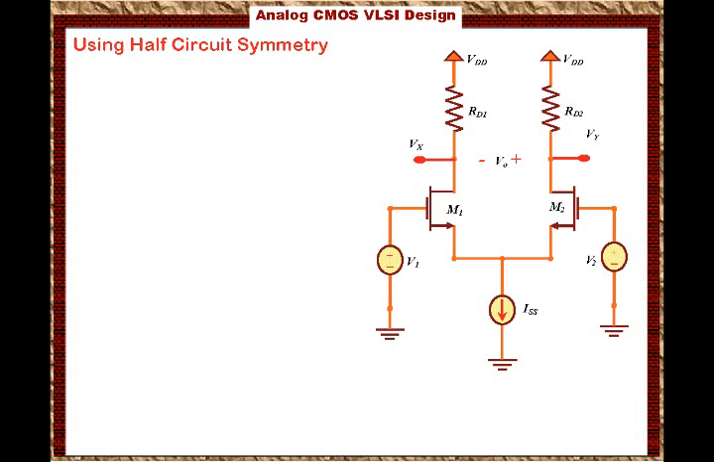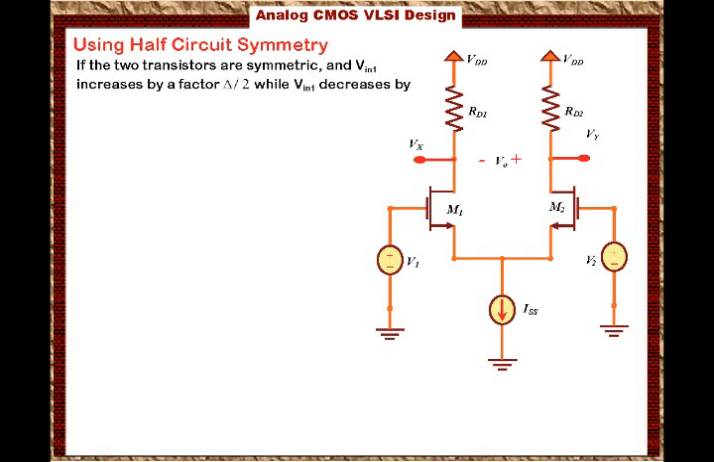Let us make the first assumption. If the two transistors are symmetric and Vn1 is increased by a factor of delta over 2, while Vn2 is decreased by a factor of delta over 2. Ideally, Vn1 should equal Vn2, that's the DC bias condition, but if we have some differential voltage difference, we're going to say that half of the voltage will go up in V1 while the other half of the voltage will go down in V2. Then we can say that Vn1 will equal V common mode, this is the DC voltage, plus delta over 2, and Vn2 is basically V common mode minus delta over 2.